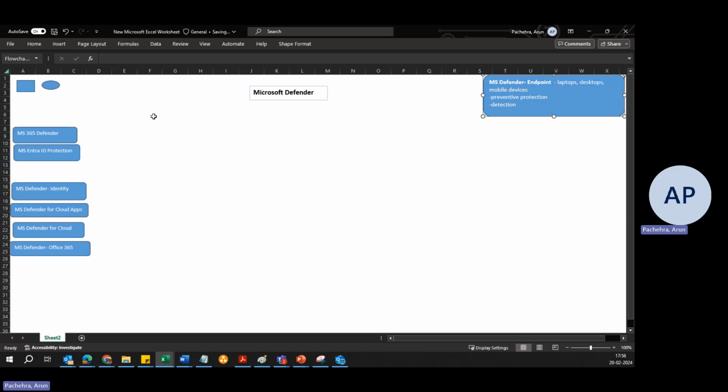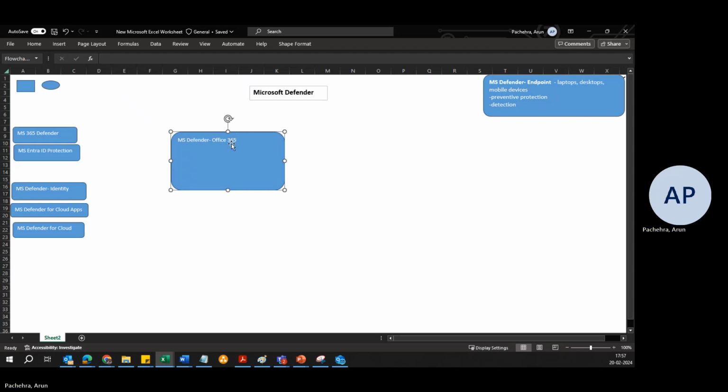So what's the other product in this Microsoft Defender suite? It is Microsoft Defender for Office 365. Let's put it here. Microsoft Defender for Office 365 was known as ATP, or we could say Office 365 Advanced Threat Protection. Okay. Now, Defender for Office 365 safeguards your organization against malicious threats posed by what?